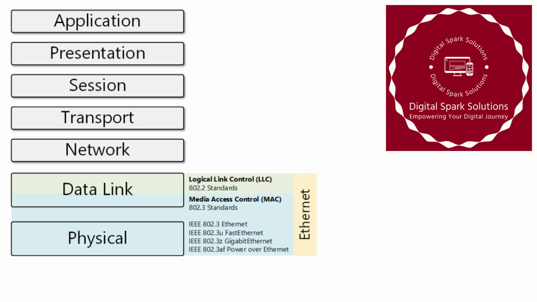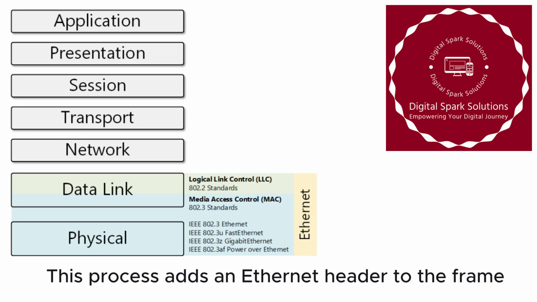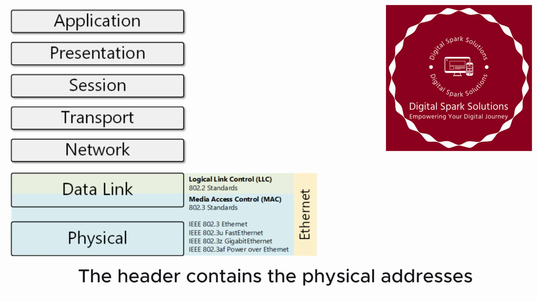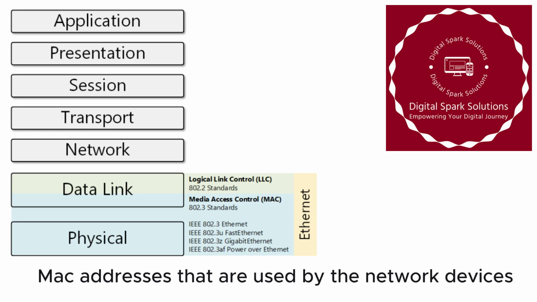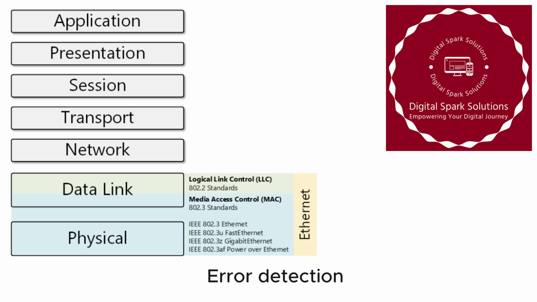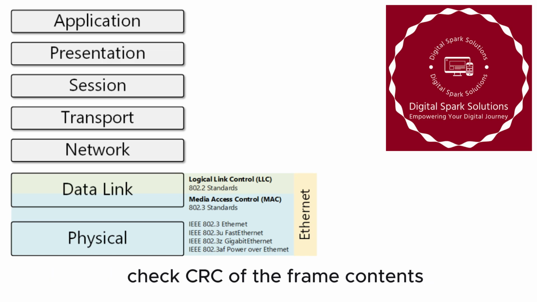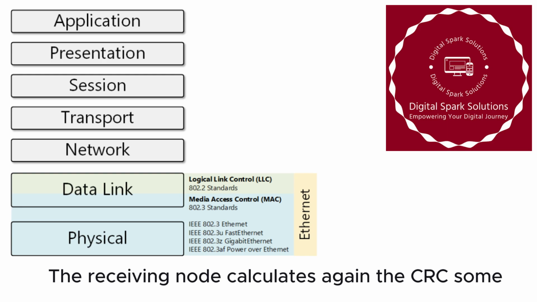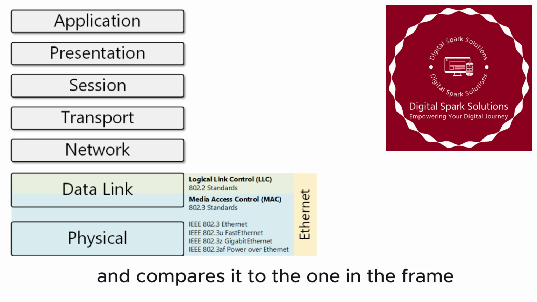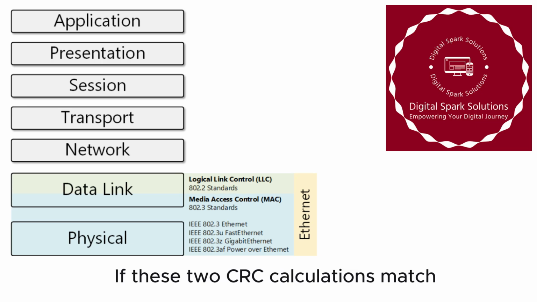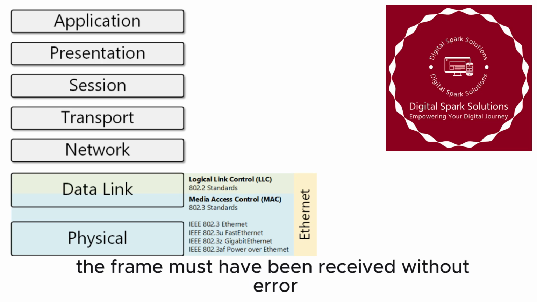Addressing. This process adds an Ethernet header to the frame. The header contains the physical addresses, MAC addresses, that are used by the network devices. Error detection. Every frame has a trailer with a cyclic redundancy check, CRC, of the frame contents. The receiving node calculates again the CRC sum and compares it to the one in the frame. If these two CRC calculations match, the frame must have been received without error.